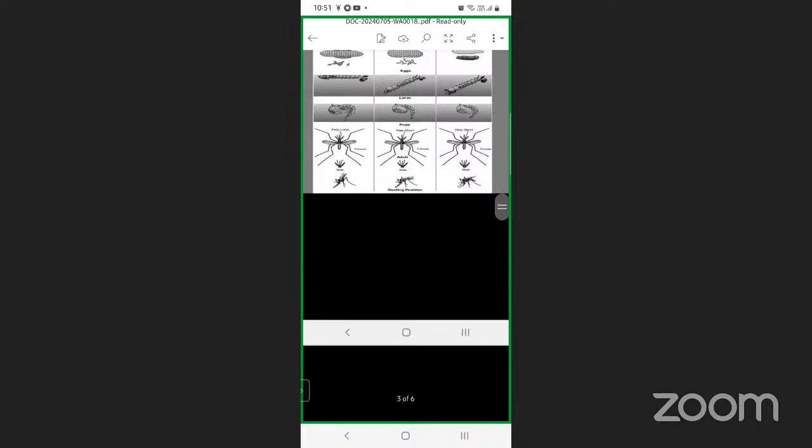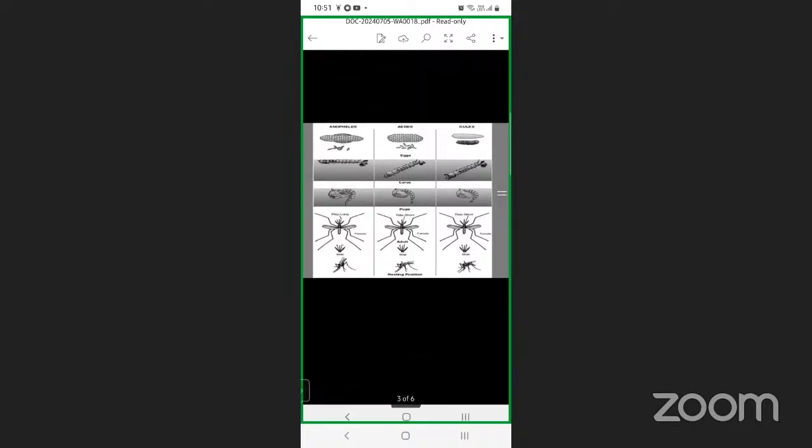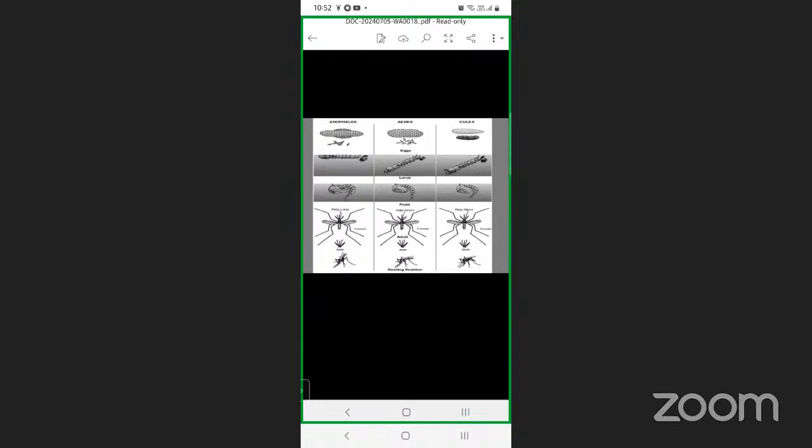So here I am showing the diagrammatic figure of the larval stages, how they differ in different stagnant waters when they have been laid with the eggs, and how the positions of the larva will be underneath.